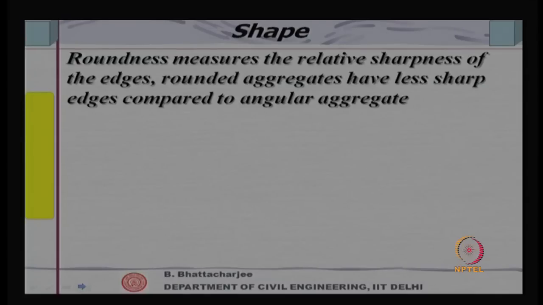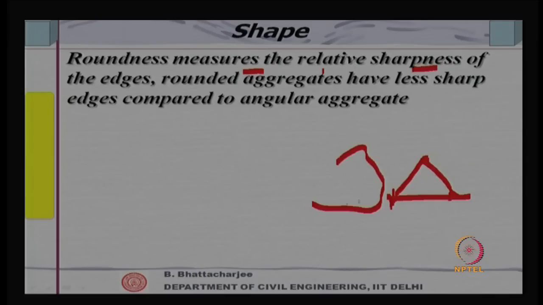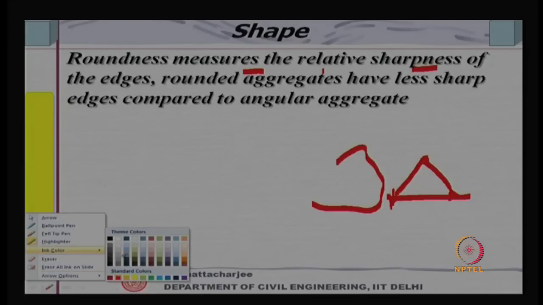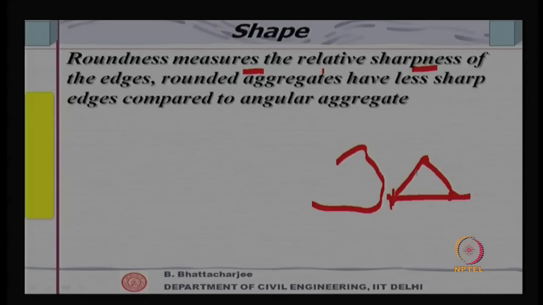Shape is very, very important. Roundness measures the relative sharpness of the edges. So, if I have something like this, this has got sharp edges. So, roundness measures the relative sharpness of edges. Rounded aggregate has got less sharp edges. For example, if this is rounded off, the sharp edge would vanish. So, this will be a rounded aggregate.